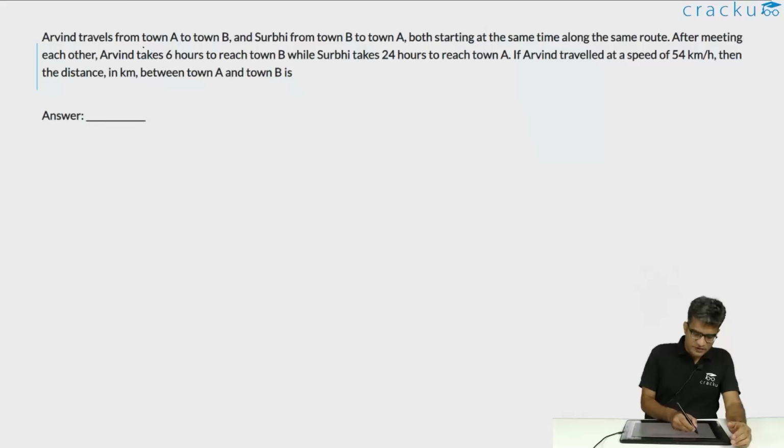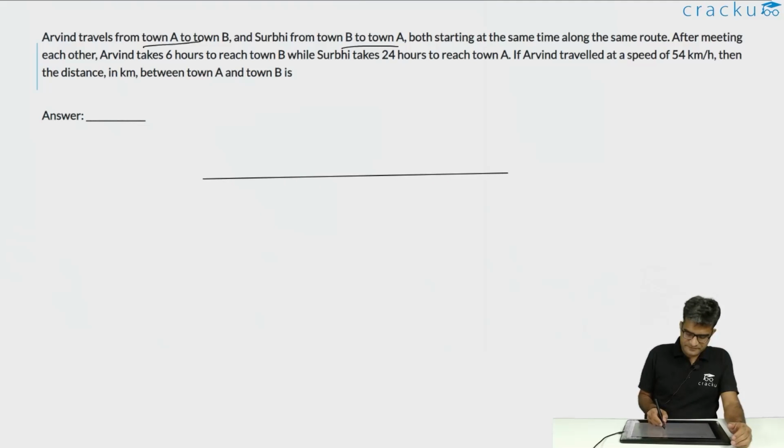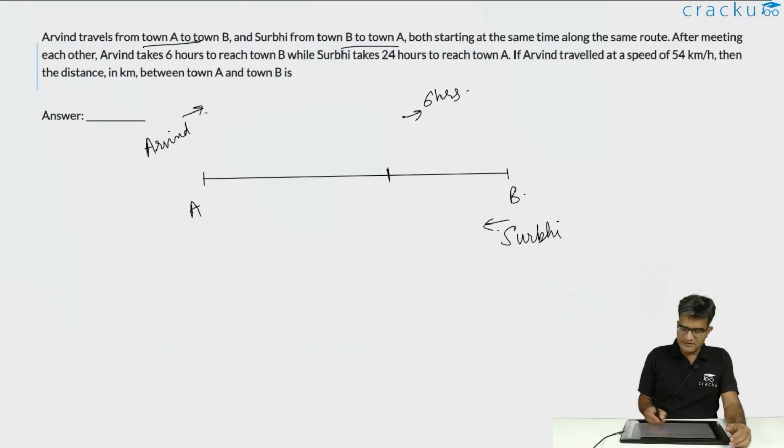In this question, we are told that Arvind travels from town A to town B and Surbhi travels from town B to town A. So we have A and B over here. This is A and this is B. Arvind is traveling from A to B and Surbhi is traveling from B to A. After they meet, let us assume that they meet somewhere over here, Arvind takes 6 hours to reach B and Surbhi takes 24 hours to reach A.